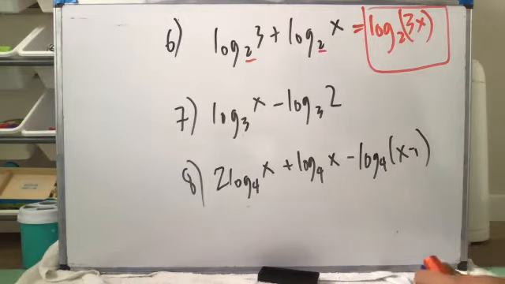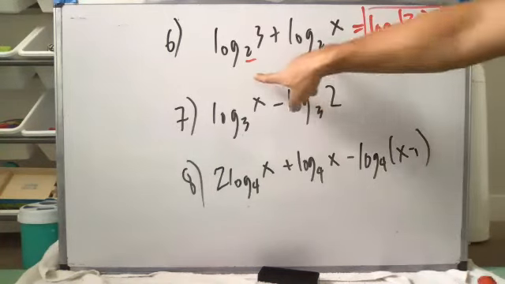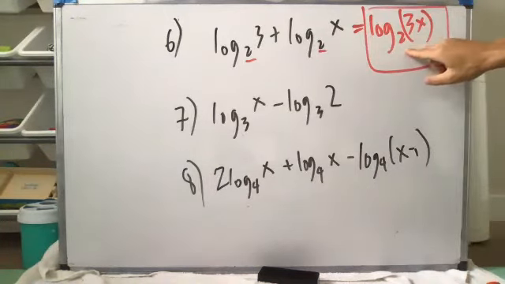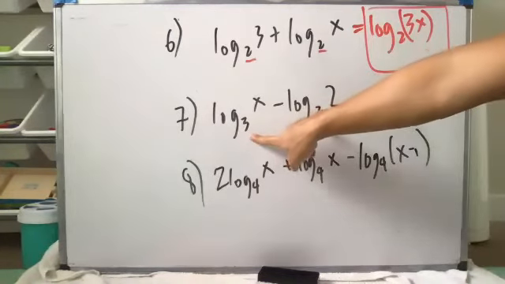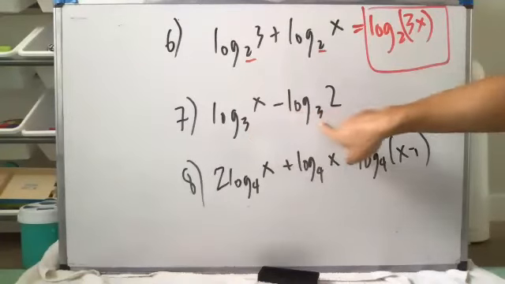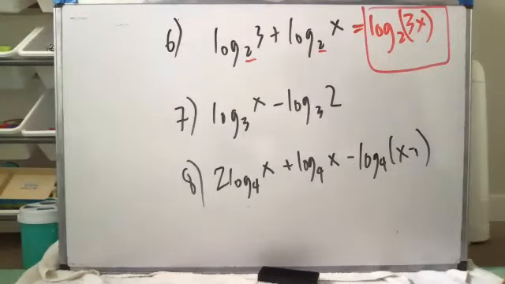For this class, will the bases always be the same, like how they're 2 in this one? They have to be the same in order for us to do this. So this one works too because they're both 3. If one is 3, one is 2, then we can't combine it like that.